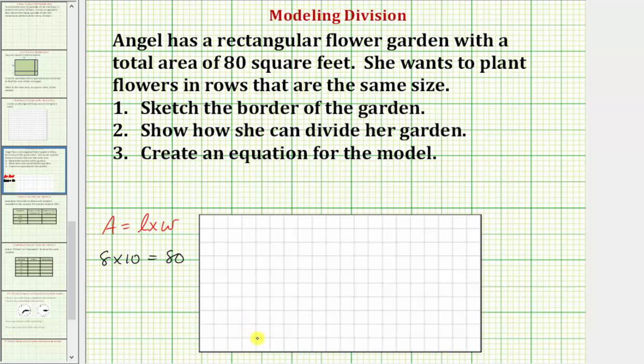Which of these units is equal to 1 foot? So if we start here, we would go down 8 units for one side of the garden, and the adjacent side would be 10 feet, so we'll go right 10 units to here, and now we can form the rectangle. So again, this garden is 8 feet by 10 feet, which would have an area of 80 square feet.